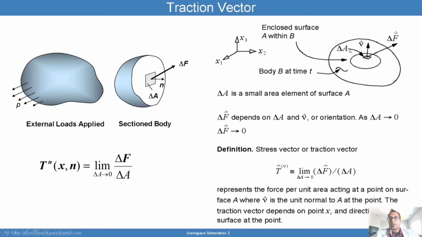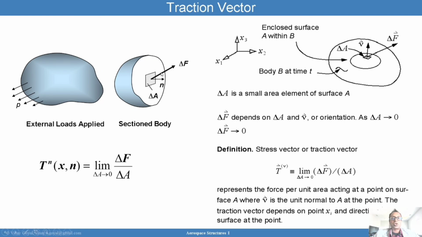As I take the delta area to 0, my expectation is that the delta F divided by delta A, as the limit goes from delta A to 0, this quantity is going to be called a traction vector or stress vector. And it represents the force per unit area acting at a point on a surface A where V, this vector V, is a unit normal at that point A. The traction vector is going to depend on the position.